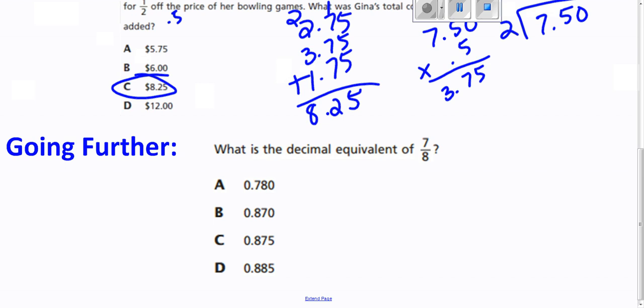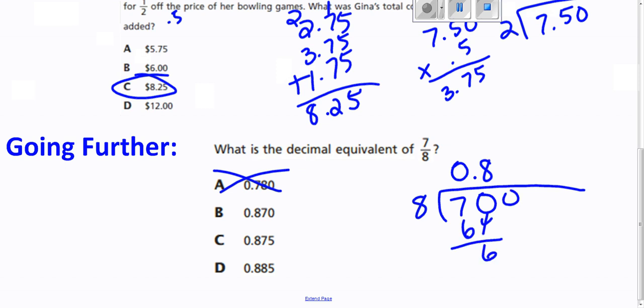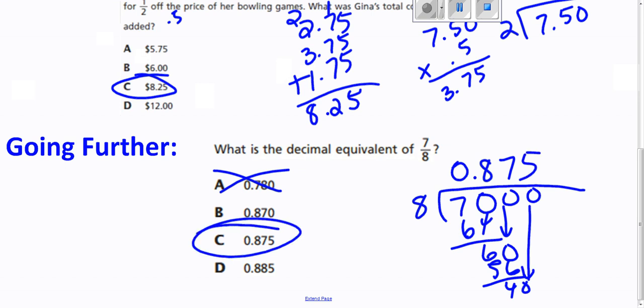Going further at the bottom, decimal equivalent of 7/8. You need to do 7 divided by 8. It's not 7.8, it's not 0.78. Don't get confused by that. So 8 doesn't go into 7, so put a 0 and a decimal point, add another 0. 8 goes into 70 8 times. That's 64. Subtract, you get 6, add a 0. Bring it down, 8 goes into 60 7 times. So that's 56. Subtract, it's a 4, add a 0, bring it down. 8 goes into 40 5 times, 0.875. Choice C.